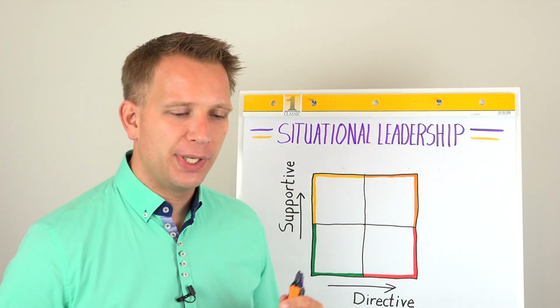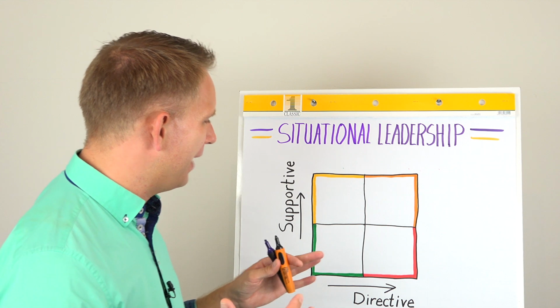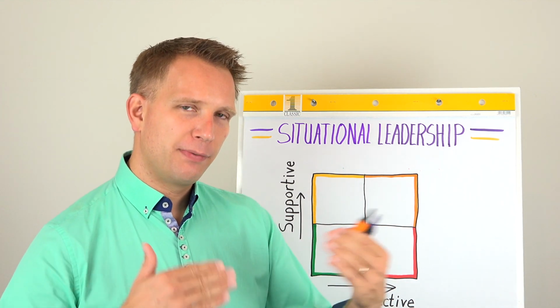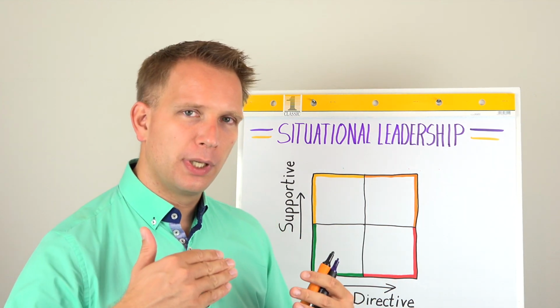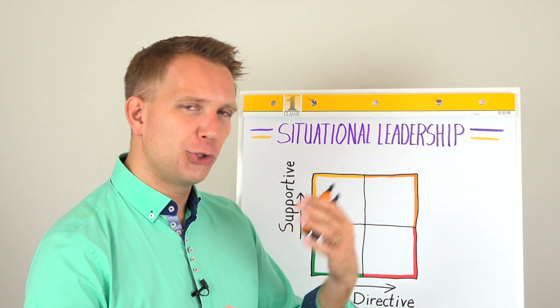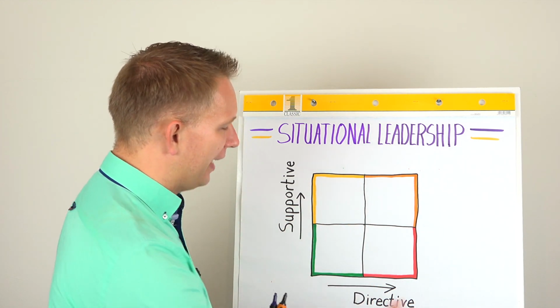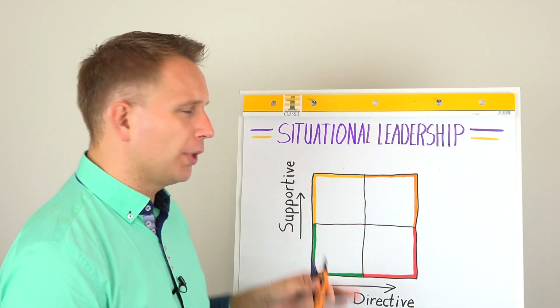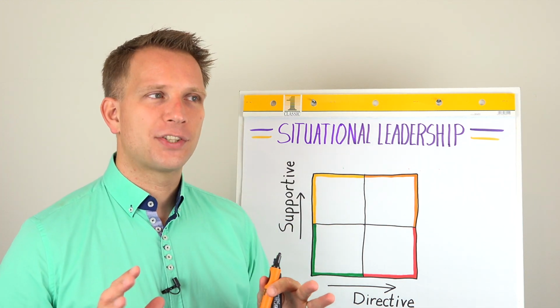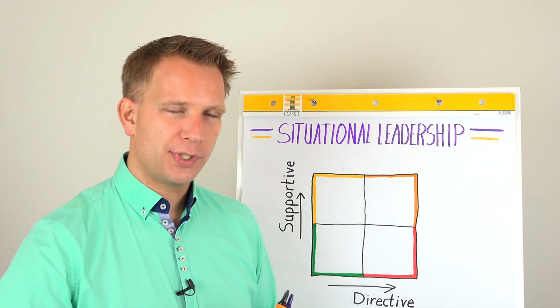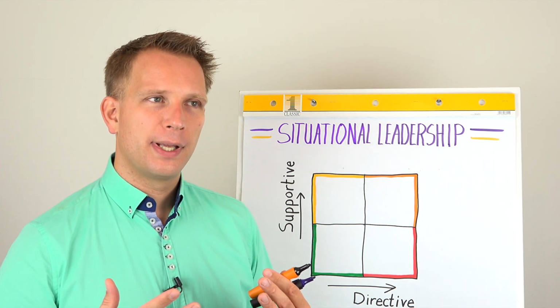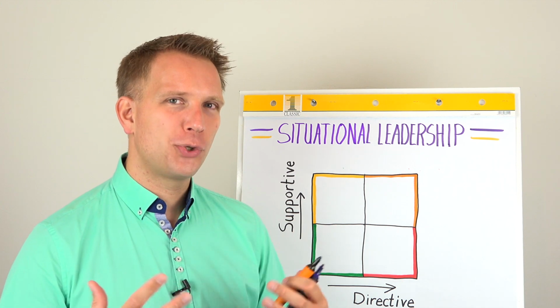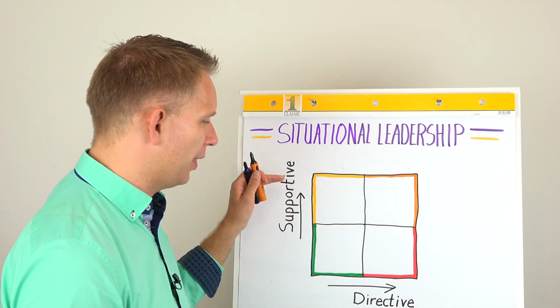Now let's get over to this model proposed by Blanchard, and it divides leadership styles into two categories: how directive are you and how supportive are you. Here, supportive should not be seen as supporting with resources or even knowledge, but more as motivational, emotional support.